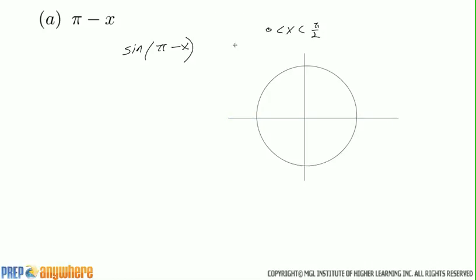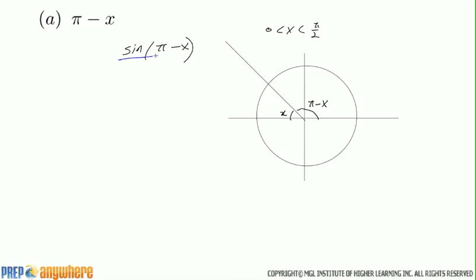Okay, and then if my x is acute, I can say my line must be somewhere around here because pi is the second quadrant, right? So if this was x, an acute angle, this must be pi minus x. Do you agree?